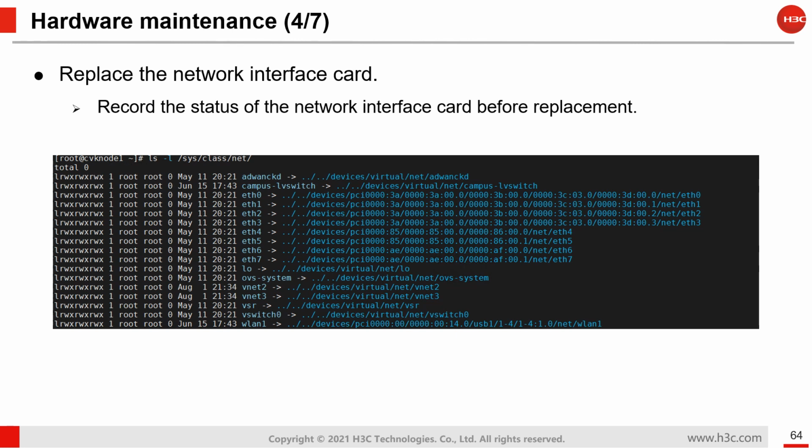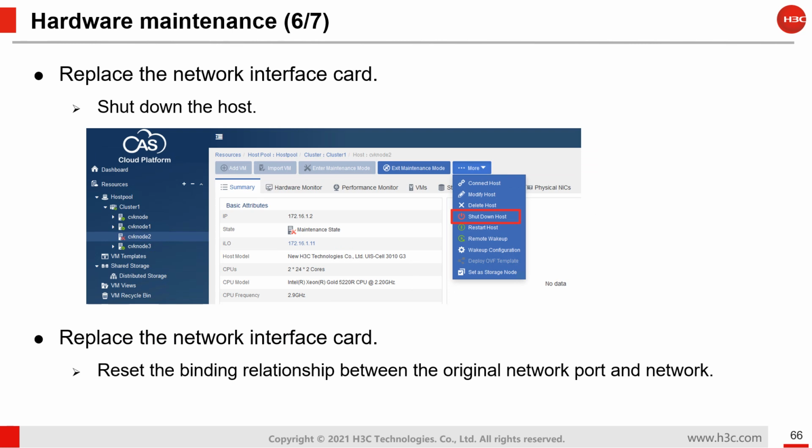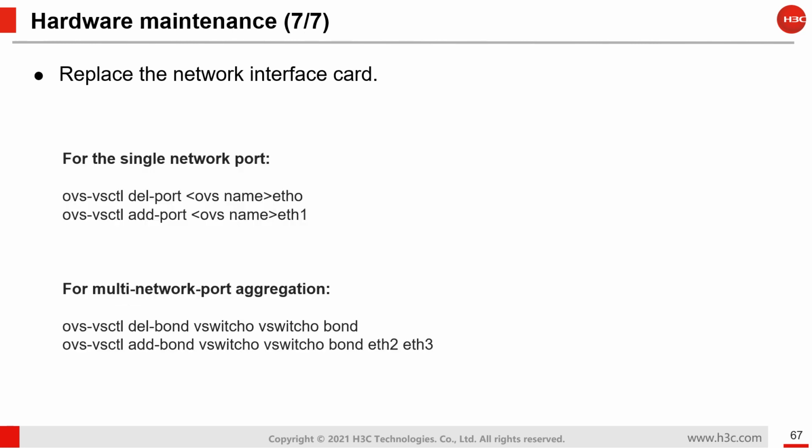If you want to replace the network interface card, you need to record the status of the network interface card before the replacement, and then make the host enter the maintenance mode. Then shut down the host, just like the CPU and memory change operation. Then replace the network interface card. Reset the binding relationship between the original network port and the network.